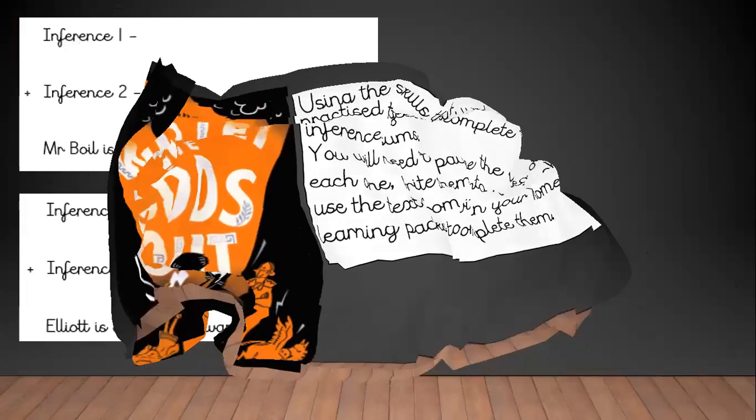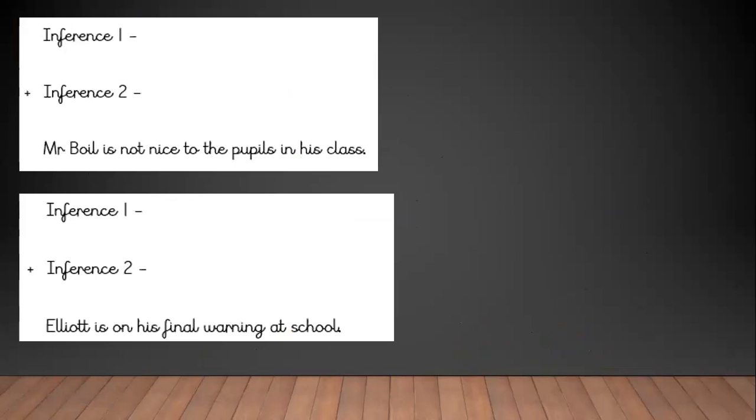So the inference sums I would like you to look at. The first two, inference 1 plus inference 2: Mr. Boyle, that was his name, is not nice to the pupils in his class. I'd like you to find me two bits of evidence that suggest that final point. Then here, and it should say evidence 1 and evidence 2, I've just realized I've made a mistake there. Evidence 1 plus evidence 2 leads to the inference, Elliot is on his final warning at school. You need to read through the full chapter. You can read the full thing of chapter 1 here. What two bits of evidence can lead you to that particular inference?